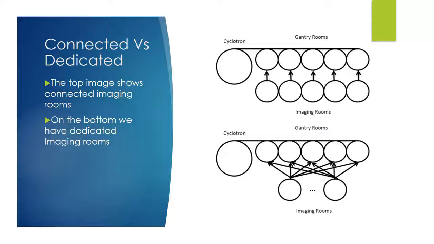Now, it's important to note here that even though the process goes from imaging room to gantry room, the cyclotron can only be used in one of the gantry rooms at a time. So that's another part of our modeling process, the cyclotron actually having time allocations for each one of those rooms. So that's one of our bottlenecks.